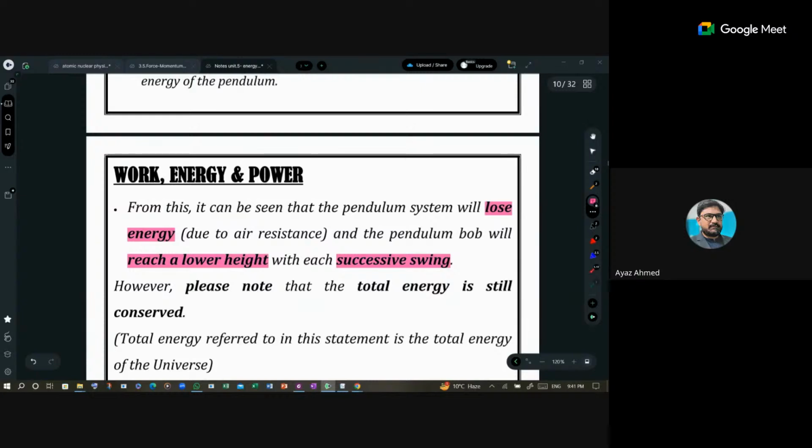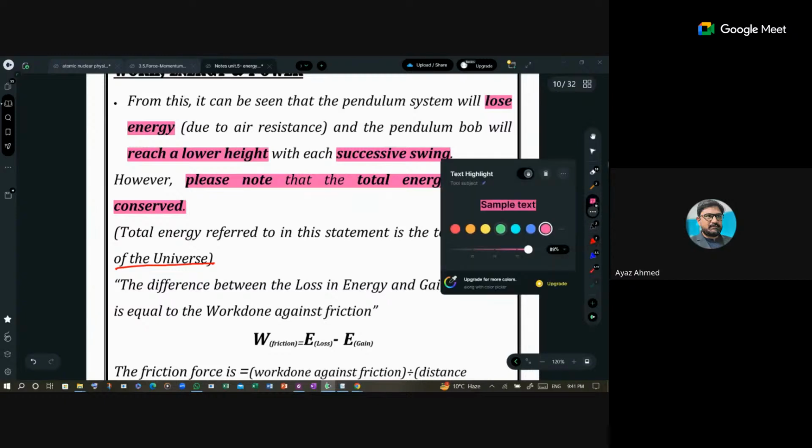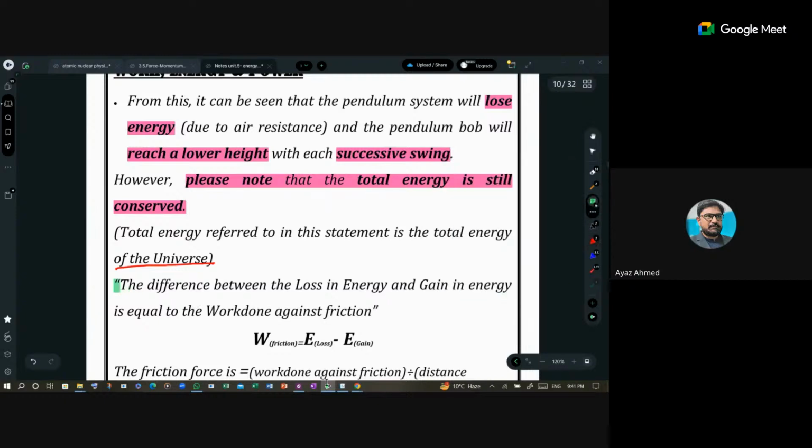Please note down that total energy is still conserved. This is very important. Total energy is still conserved because heat is also a form of energy. Got it? The total energy refers to the total energy in the universe. This is a very important point: when there is friction, the gain and loss will never be equal.